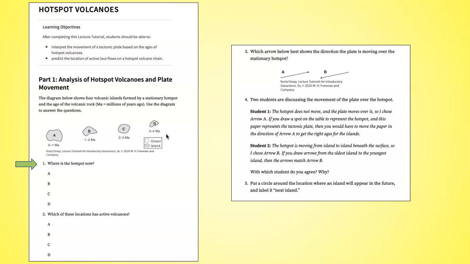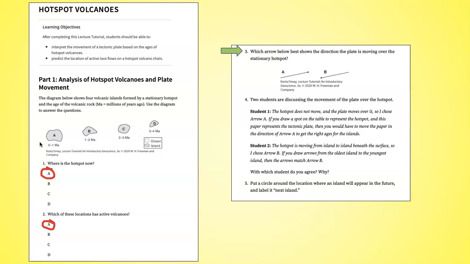The first question is, where is the hotspot now? It must be at this end because A is the active island. Its volcanic age spans from 1 million years ago to 0, which is the present. So that must be where the hotspot is now. And as such, that's the location that has active volcanoes. B, C, and D no longer have active volcanoes.